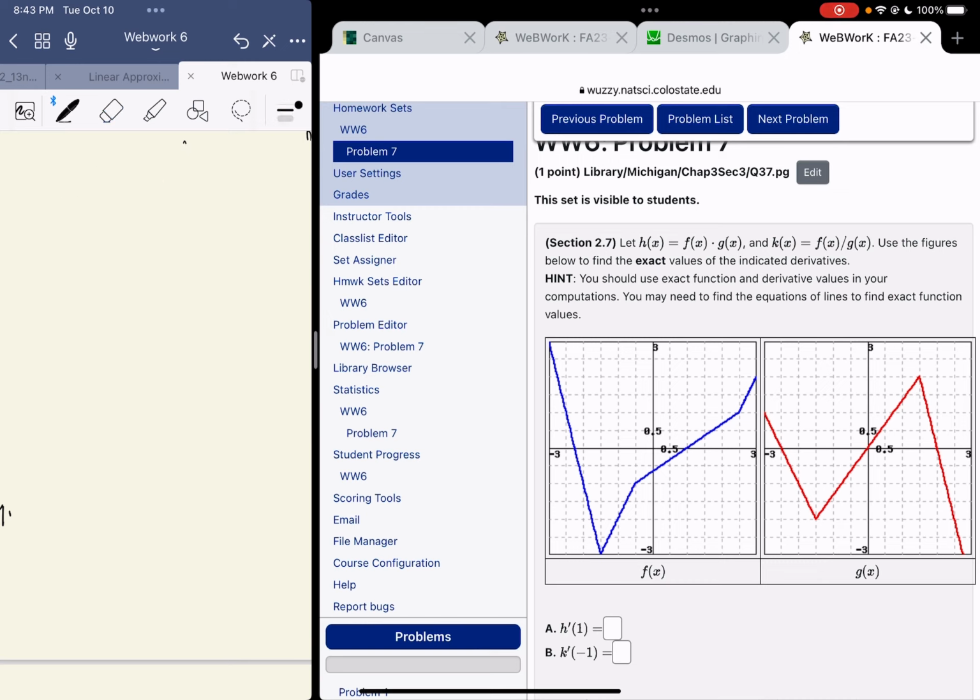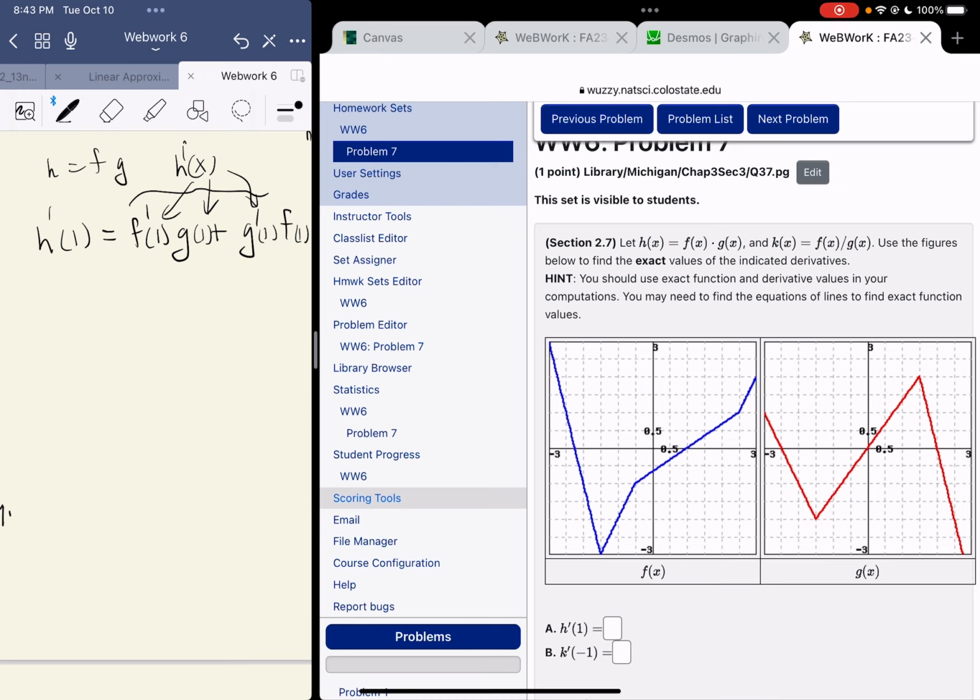Let's see. We've got h prime of 1, and they tell us that h is equal to f times g. So h prime of 1, you do the product rule, f prime g plus g prime f, and you plug in 1 everywhere. 1, 1, 1, 1. If you did h prime of x, you'd plug in x everywhere. But we don't care about x, we care about 1.